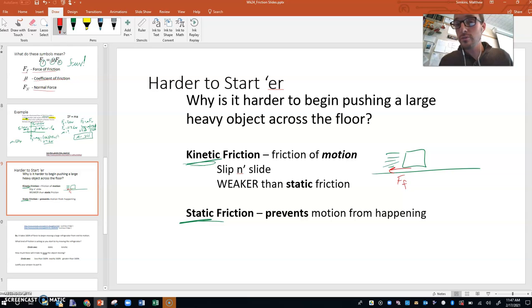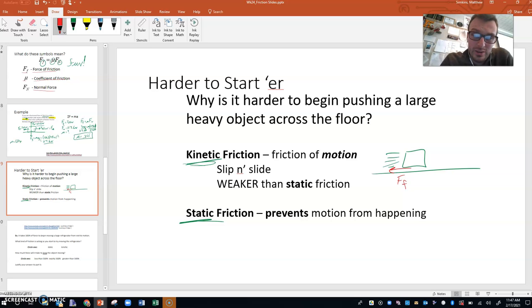Another example is if you're riding your bike. I used to do this all the time when I was a kid. You ride your bike and you slam on the back brake, right? What happens? Your tire skids across the road. That's kinetic friction because the tire is moving relative to the surface of the road. It's skidding across the road.